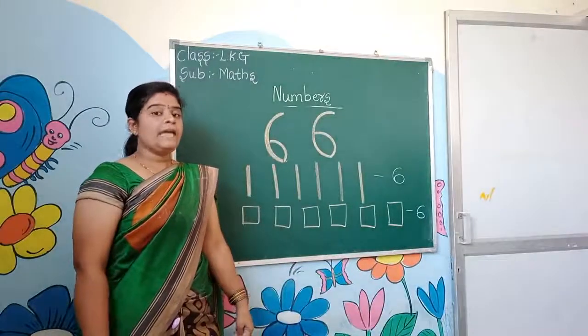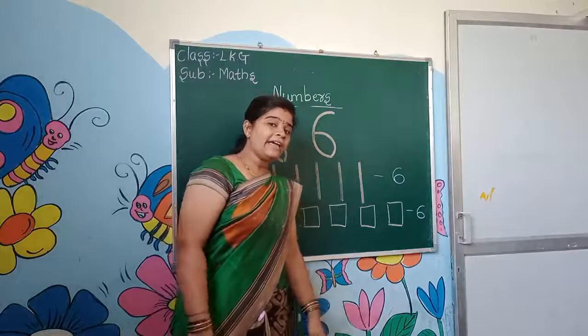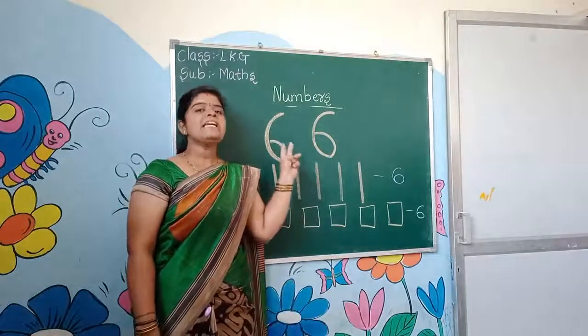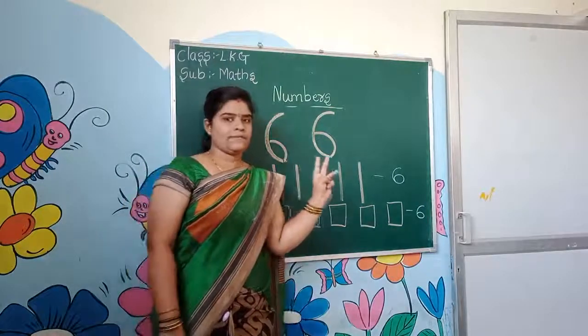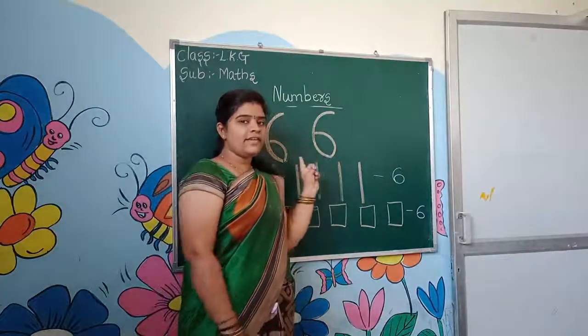Okay. After the 5, 6 will come. Are you understood? How do we have to write the 6?